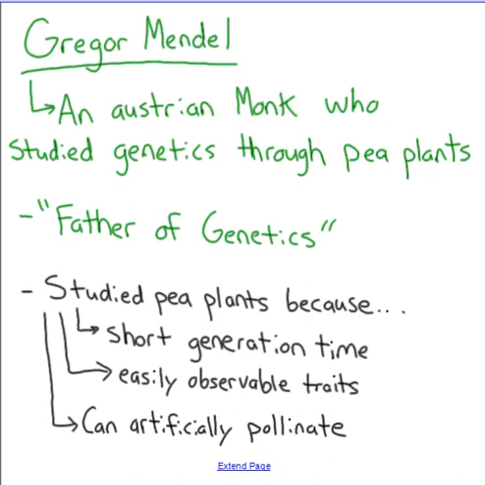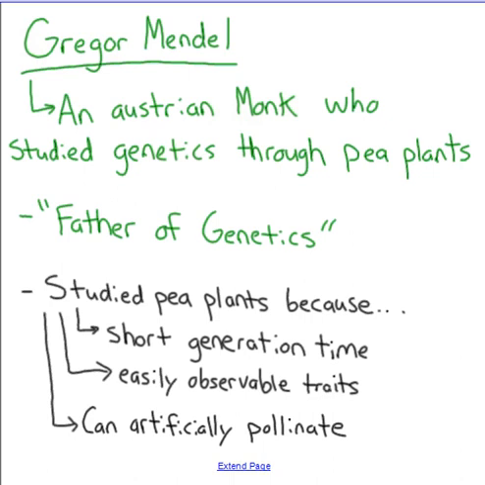Number 1, they have a short generation time. Studying humans, it would take 16 years to watch one generation grow up, and then watch them have kids. So studying 3 generations of humans, it would take 50 years to do that. Pea plants can reproduce very, very quickly. They mature very quickly, so that's a good thing.